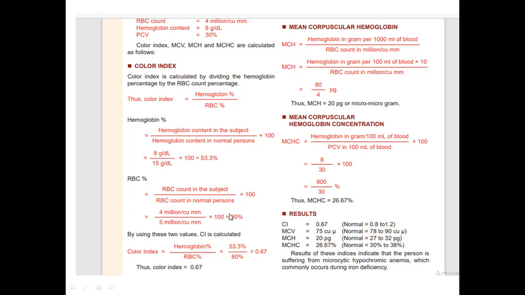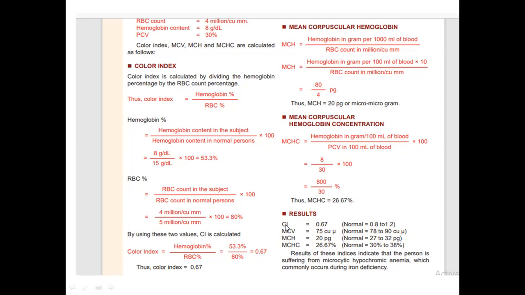So we'll now do 106.6 divided by 120. The answer is 0.88. 106.6 divided by 120 gives 0.88, good. So 0.88 will be the color index of that patient.